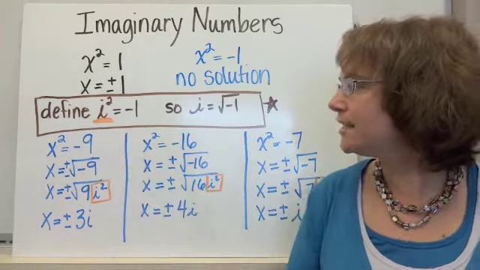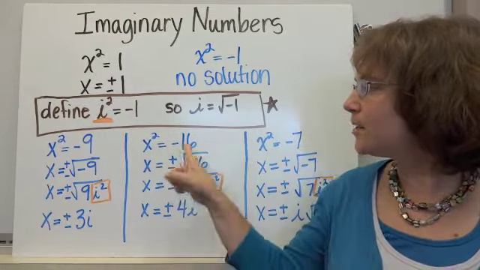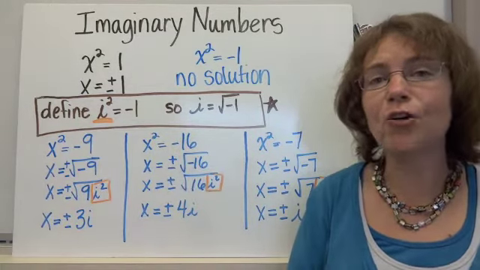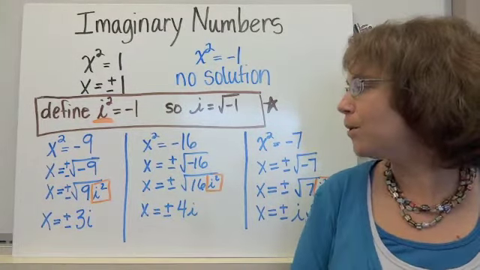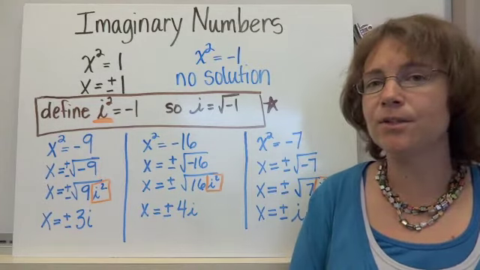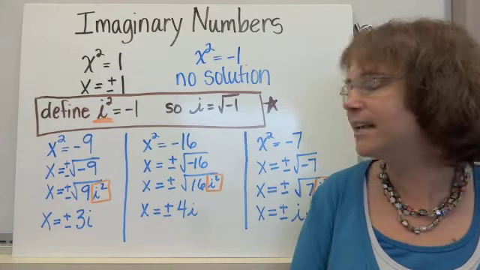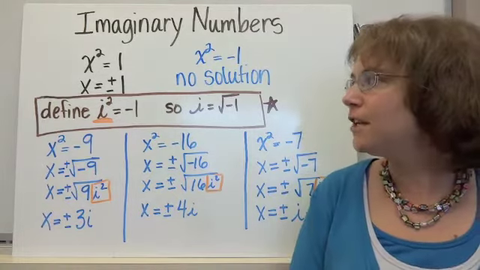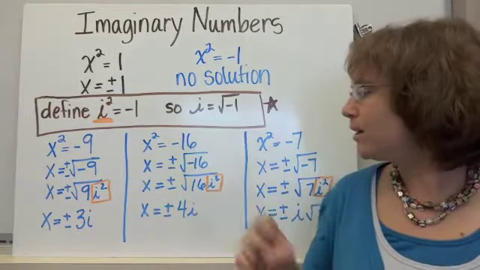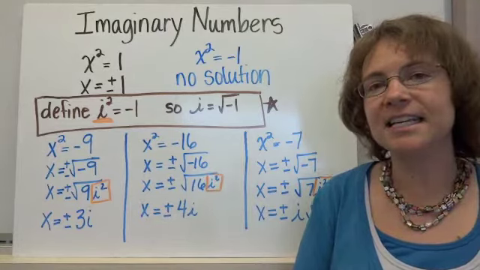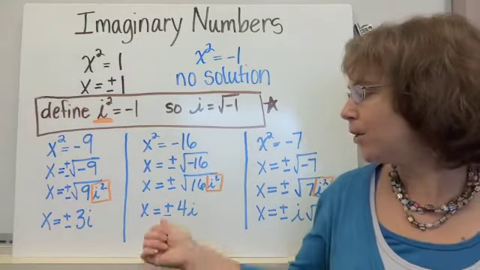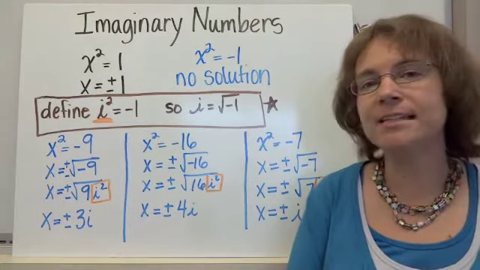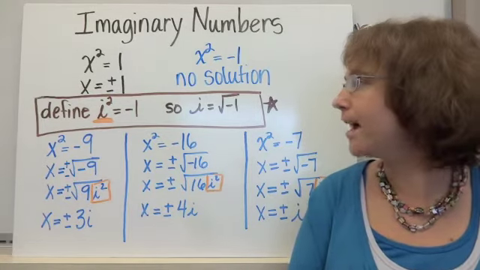Let's take a look at another example. We have x squared equals -16, and we're going to solve for x. So we take the square root of both sides, and we get x is equal to plus and minus the square root of -16. And instead of -16, we're going to use our definition right here of i squared, and we're going to write that as the square root of 16i squared. Then take the square root. We have x is equal to plus 4i and minus 4i.